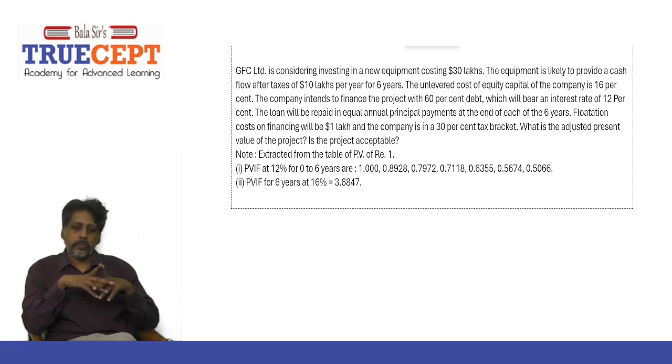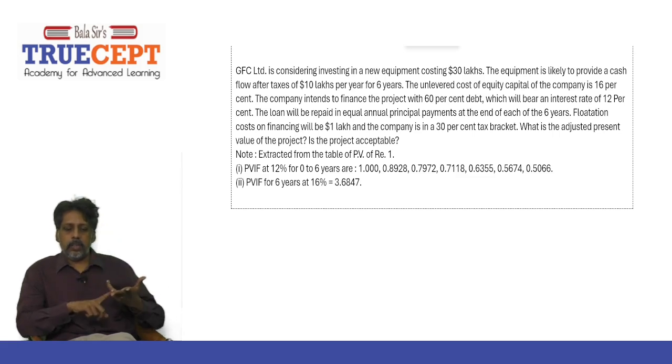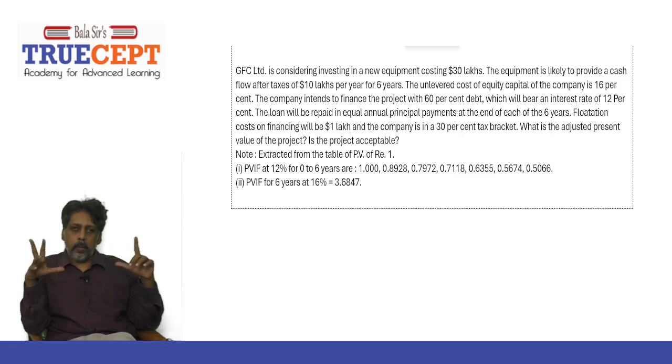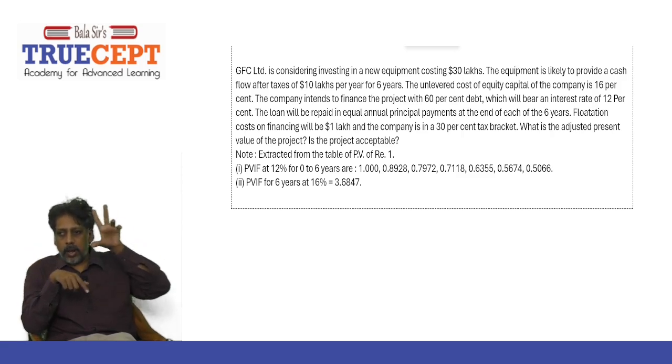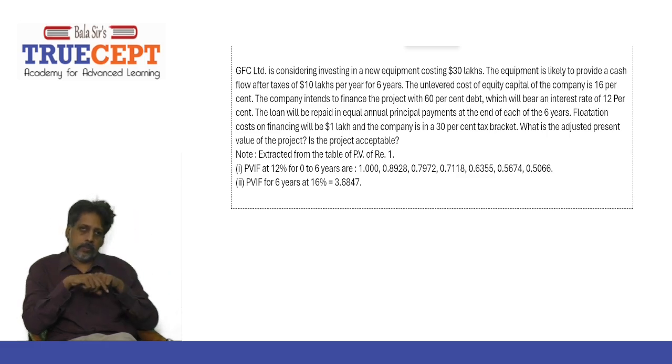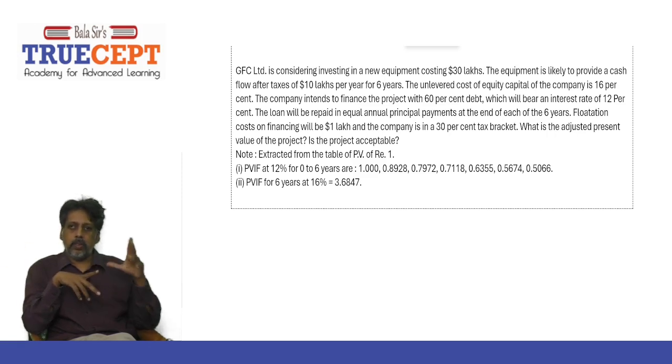Next. The company intends to finance the project with 60% debt, which will bear an interest of 12%. Now tell me, what is 60% of $30 lakh? $18 lakh will be debt. That means out of $30 lakh we are planning to invest, only $12 lakh comes from the shareholders. It's their money. And the balance $18 lakh is loan funds, right? So $18 lakh will be loan at what rate of interest? 12%.